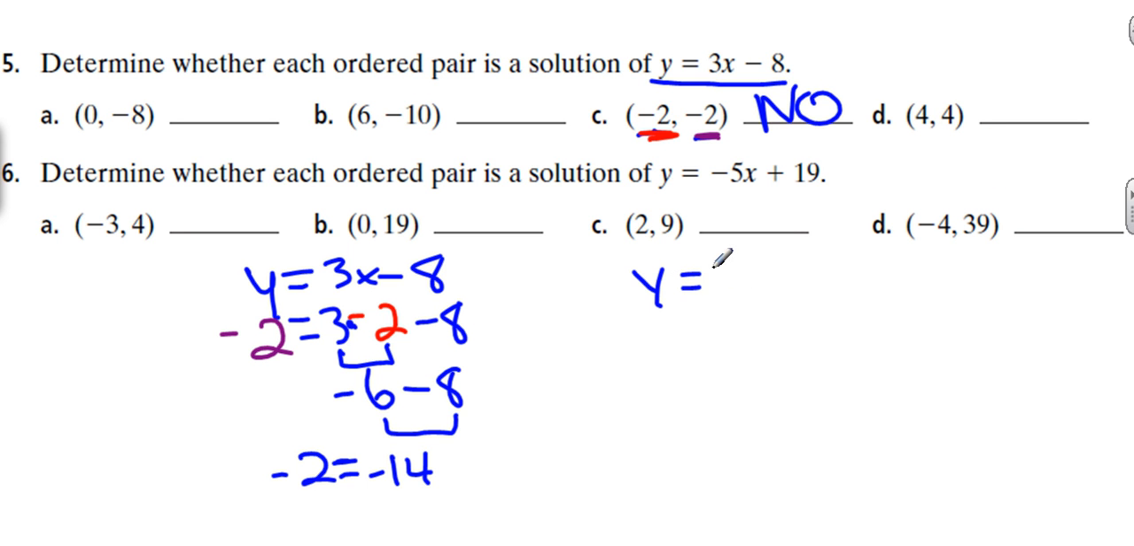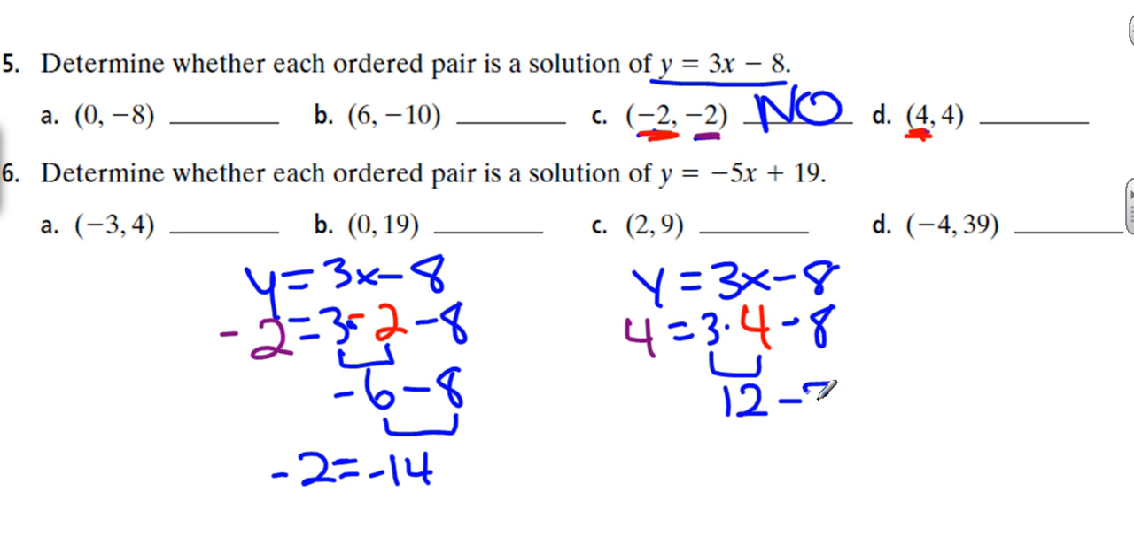So y equals still 3x minus 8, but this time x is 4. So x is 4, y is 4. Everything else stays the same. So 3 times 4 minus 8. 3 times 4 is 12. 12 minus 8 is 4. Does 4 equal 4? Yes. So is that point on the line? Yes.